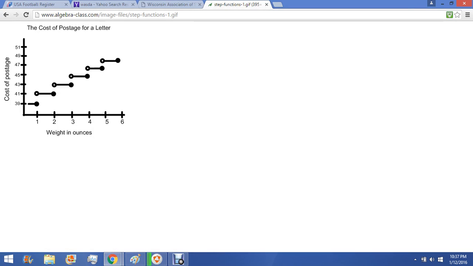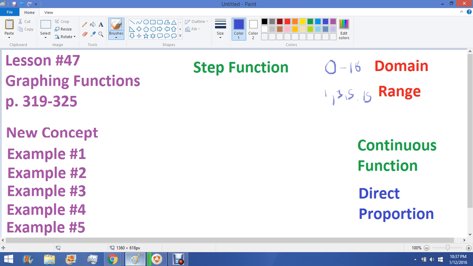When it gets to 1 ounce, it's 39. It's not 41. But anything over 1 is 41 cents. 1 1/2, 1 3/4, 1 5/8, whatever it is. When we get to 2, it's exactly 41. Now anything over 2 ounces will be 43 cents. And anything over 3 ounces is 45. And anything over 4, okay? So this is what we mean when we talk about a step function.